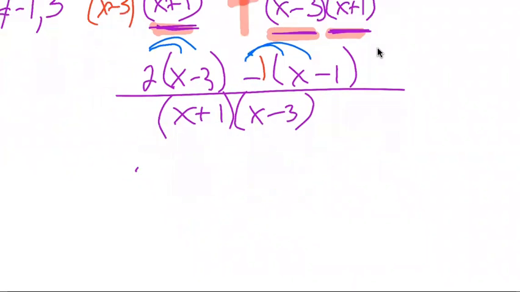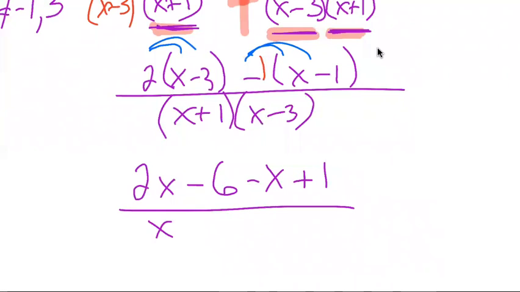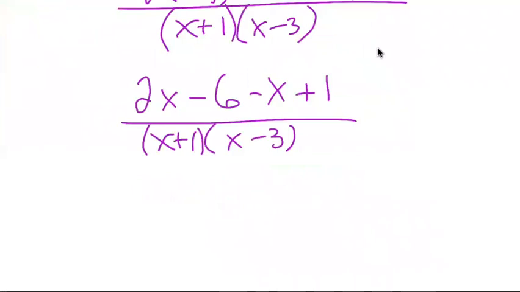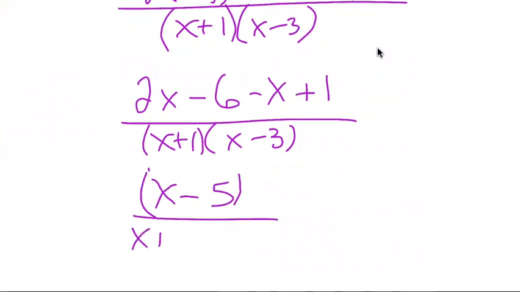So this is going to be 2x minus 6 minus x plus 1 all over (x plus 1)(x minus 3). My numerator simplifies to x minus 5 all over (x plus 1)(x minus 3). And we would be done.